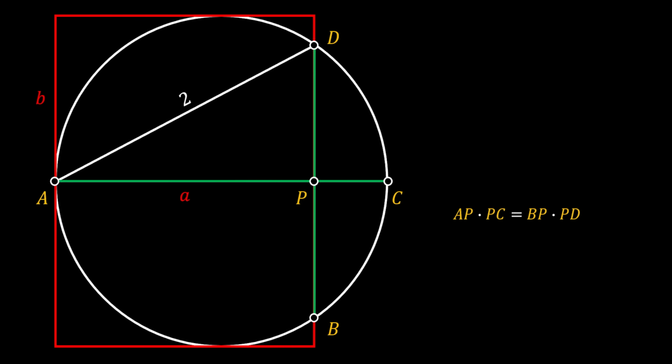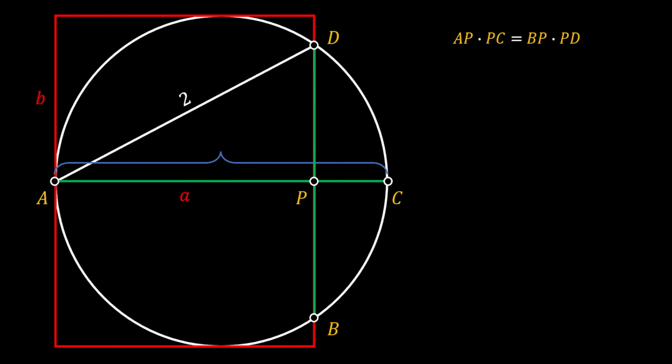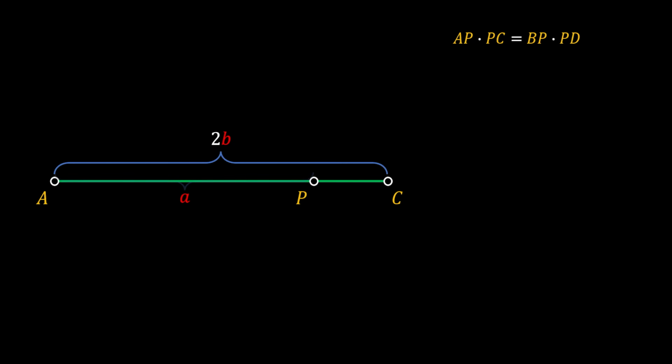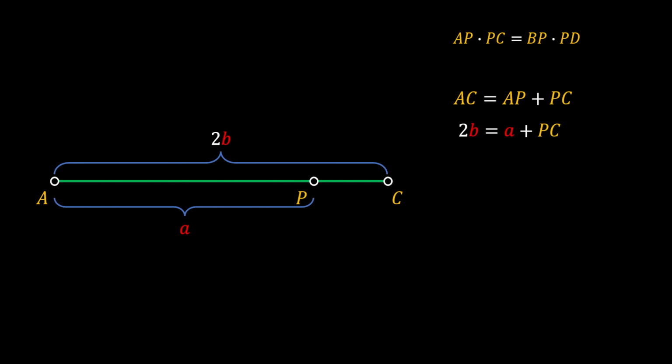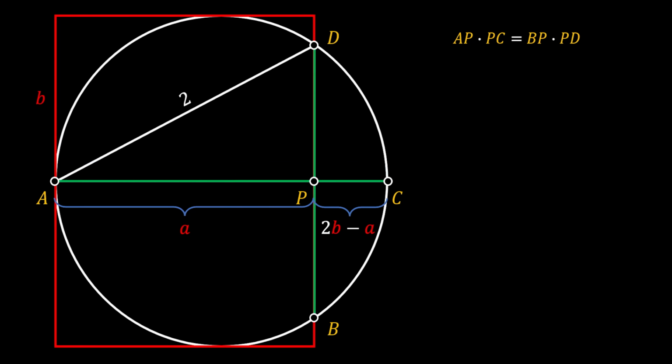Now let's try to find the values for our segments. We can see that the segment AP has the length of A, and from our previous method we showed that the segment AC is equal to 2B. Now, if we clear our image a little bit, we can see that the line AC must be equal to the line AP plus the line PC. So, if we substitute our values, we will get the following. So, the length of the line PC must be equal to 2B minus A. And we have our segment.